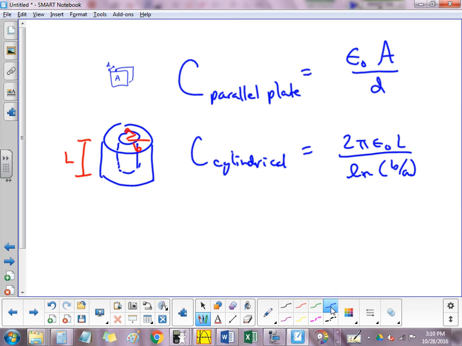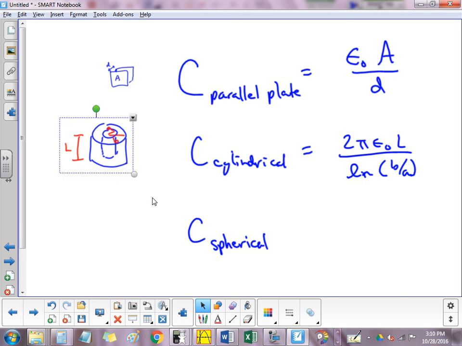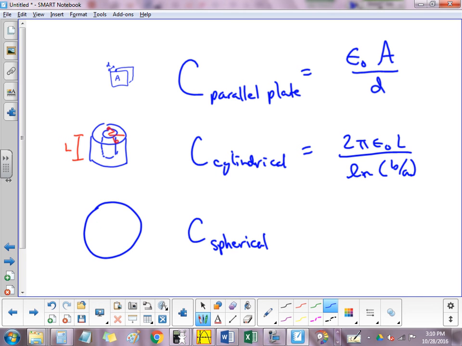And then next is the spherical case. Let me shrink this down a little bit. That's a ball within a ball, like this. Again, radius A and radius B. And that one came out to be 4 pi epsilon naught times AB over B minus A. Obviously, if you're trying to decide if it's A minus B or B minus A, just remember that we need a positive capacitance. So you have to do B minus A, actually.